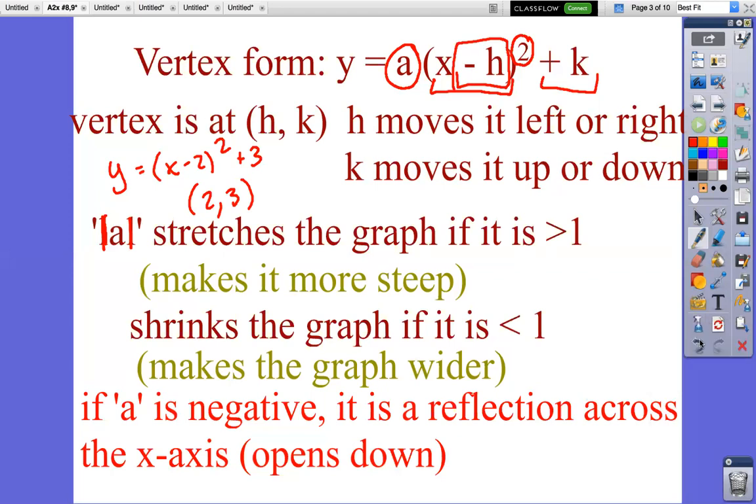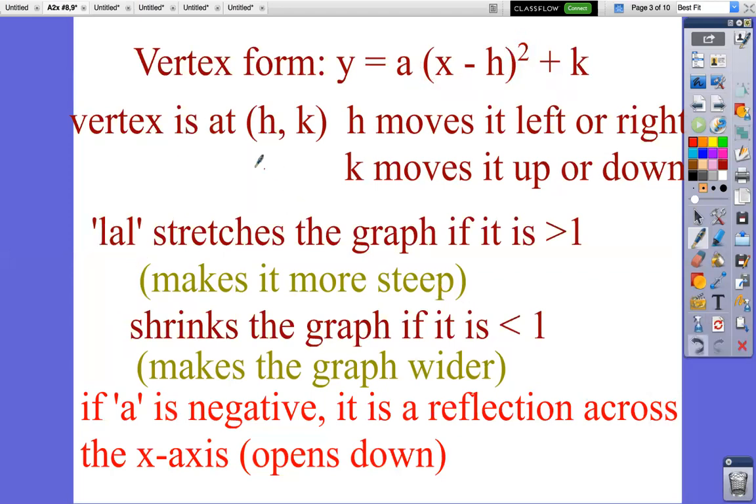So the next thing is this. Now, notice I talked about the absolute value of a. I am not trying to throw you off. If a is negative, it's a reflection across the x-axis. So if a is negative, it still opens down. If it's positive, it has to open up. Hi, Caden. Was that you under Goated? Sorry. All right. So, and that's not L-A-L, that's supposed to be absolute values.